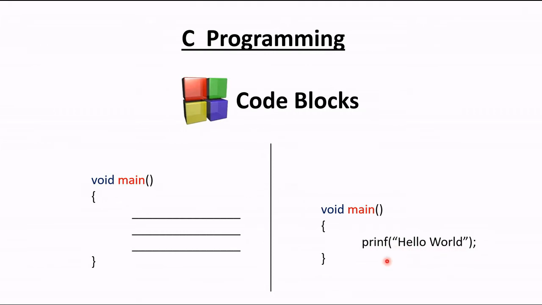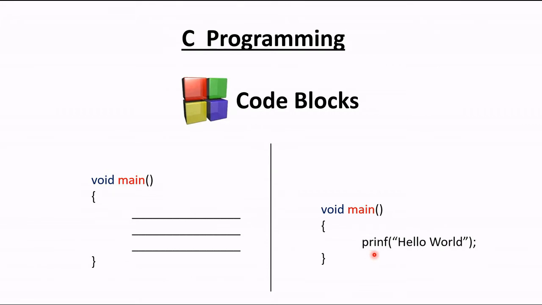And in C, after every line you have to give one semicolon to tell the compiler that this is the end of the line. So here the printf function will print something in the output, and inside the inverted commas I have written hello world, so hello world will be printed in the output. But our C compiler will not be able to recognize this printf function, it will not be able to see what printf does. It will not understand printf.